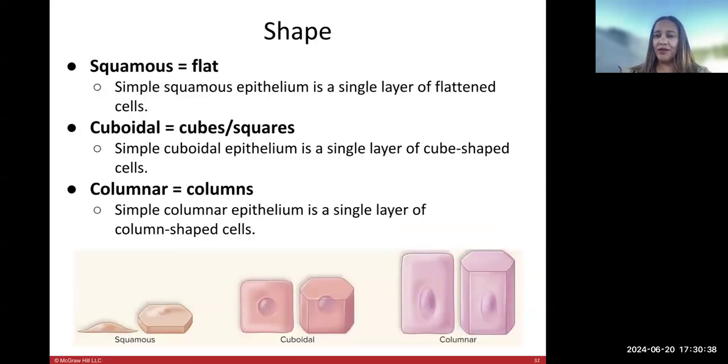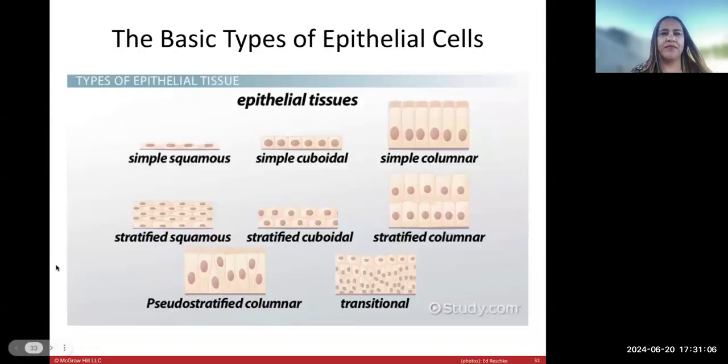And then shape. A flat shape we call squamous. So simple squamous epithelium is a single layer of flattened cells. Cuboidal, a cube is a square. So a simple cuboidal layer of epithelium is a single layer of cube-shaped cells. We also have columnar-shaped cells. They look like columns. Single layer of column-shaped cells. Again, examples at the bottom. So we can have simple squamous, cuboidal, or columnar. We can also have stratified of each of these three. Pseudo-stratified we just talked about.